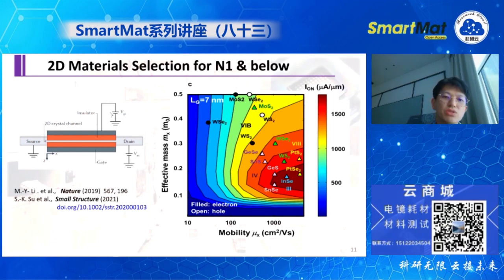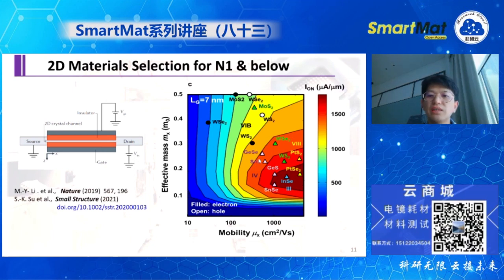The simulation is quite straightforward. We put the material in the scheme on the left-hand side: the 2D material in between a top gate and a bottom gate. Because the material is very thin, we don't need to consider gate-all-around structures. We just have a top gate and a bottom gate, and the gate control should be sufficient, very close to gate all around. The gate length we set at about 7 nanometers, which is very aggressive for N1 shrinkage.